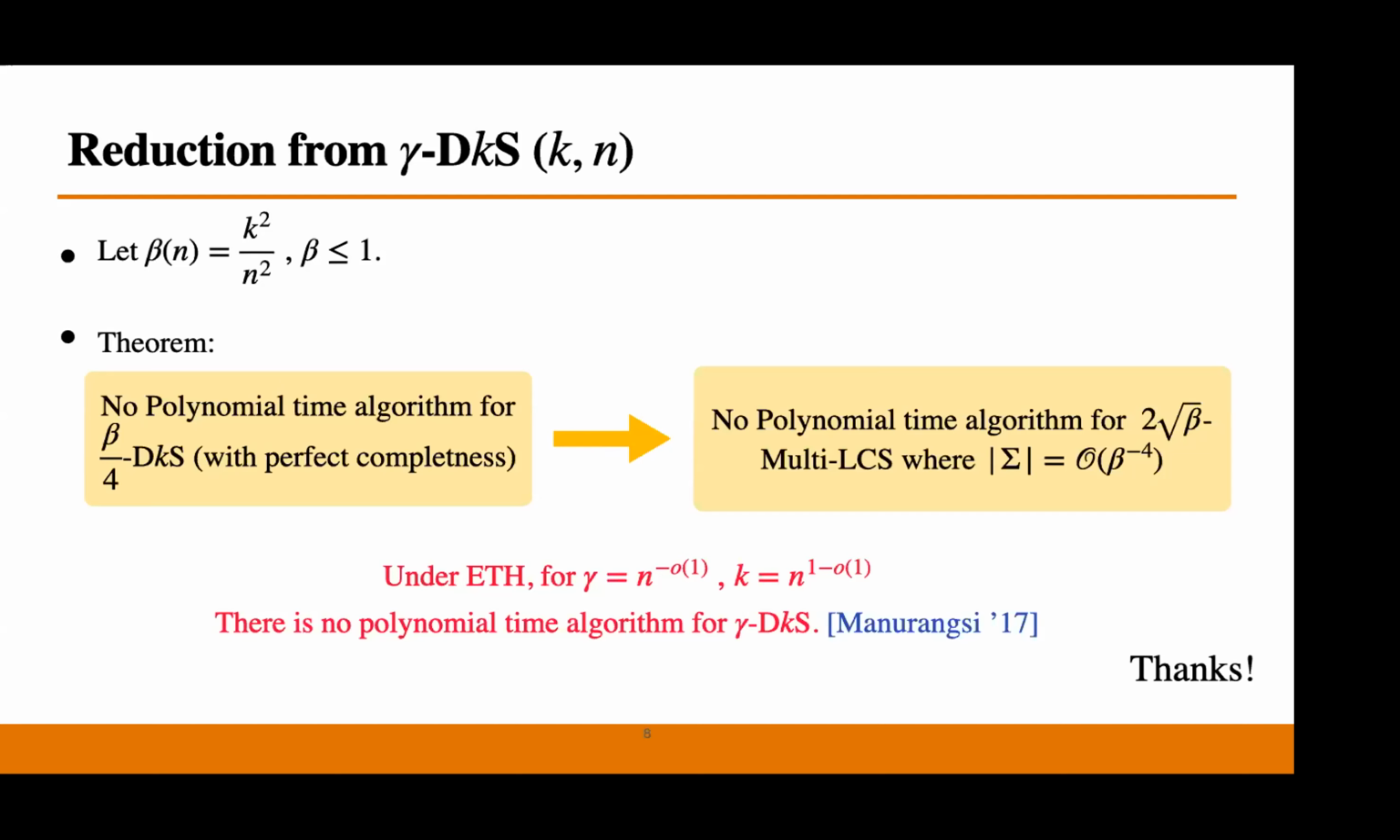I have a question. Do you know what happens for gamma smaller, like logarithmic in n? Are you asking for densest k-subgraph or LCS? LCS. For LCS, nothing is known. This is the first result for sublinear size alphabet. It's open. Right now, nothing is known. Thanks.